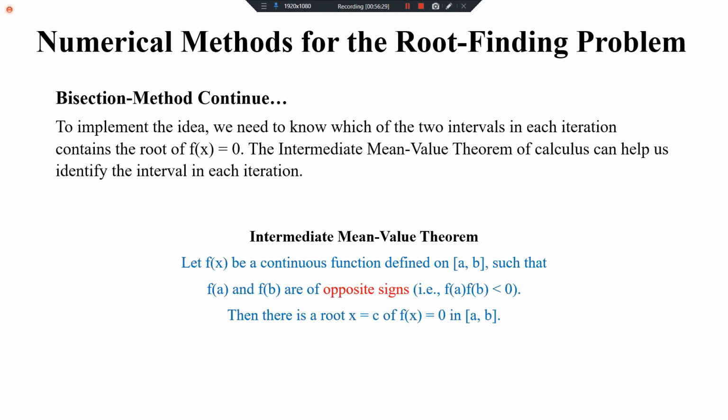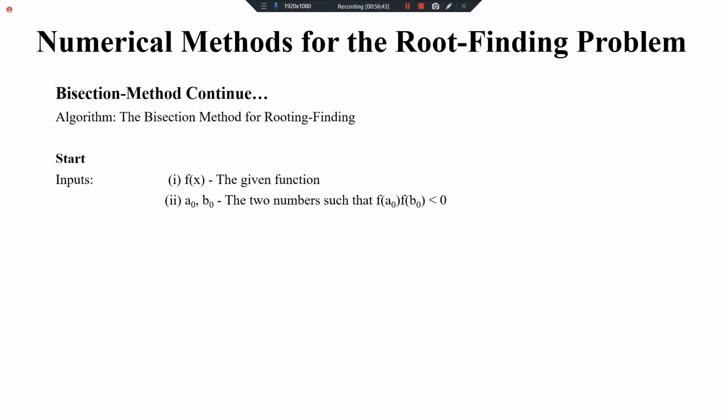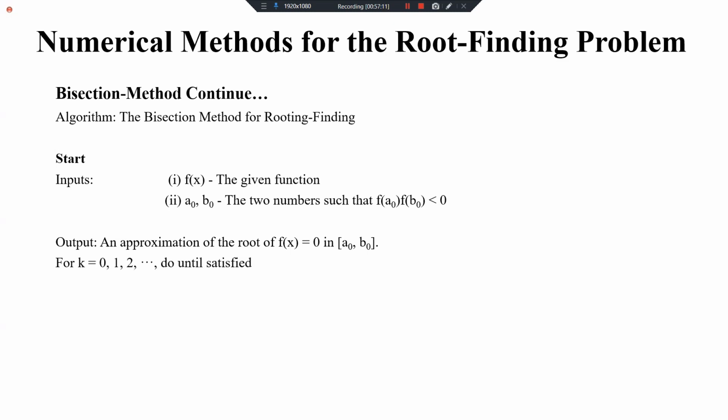This is the mean value theorem that I told you. For the whole iteration, you have to check this. This is the algorithm. First, the input is our given function f(x), and you will find two numbers such that f(a0) times f(b0) is less than 0, then you can find the region for the roots. Then you do the iterations until you get a satisfying answer.